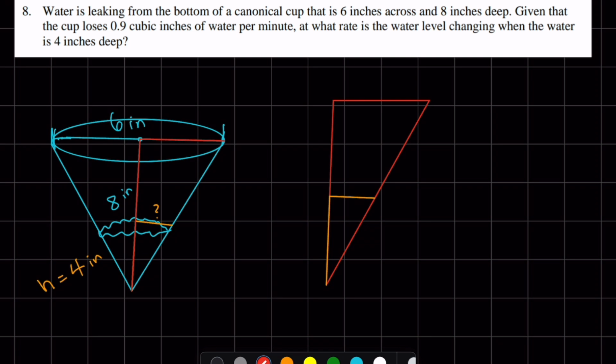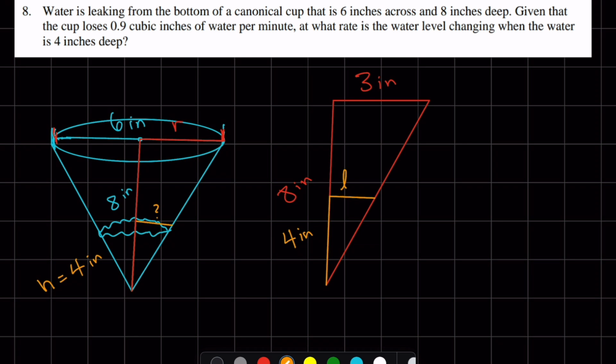We know that this left side is 8 inches on the larger triangle, and the top is going to be 3 inches, which is half of that distance across, or half of our diameter. That is, in fact, going to give us the radius of the top of our large cone. Now we know that this height over here is going to be 4 inches on the smaller triangle, and we don't know what the top of that smaller triangle is going to be, so we're going to label it L.